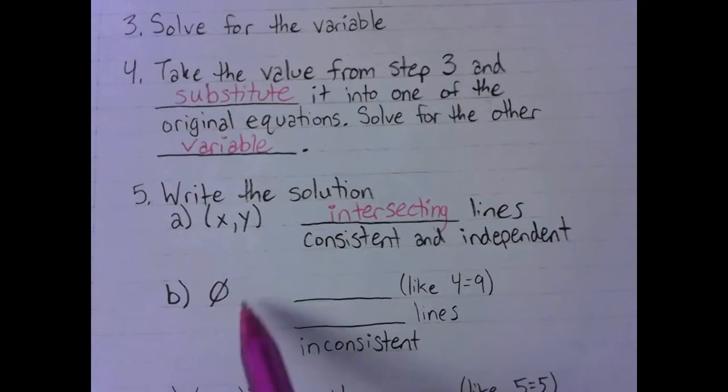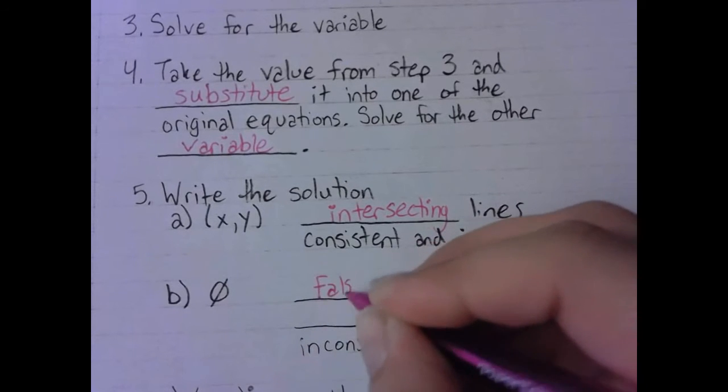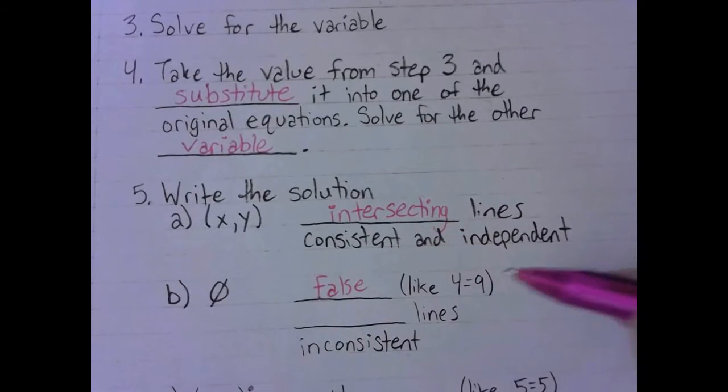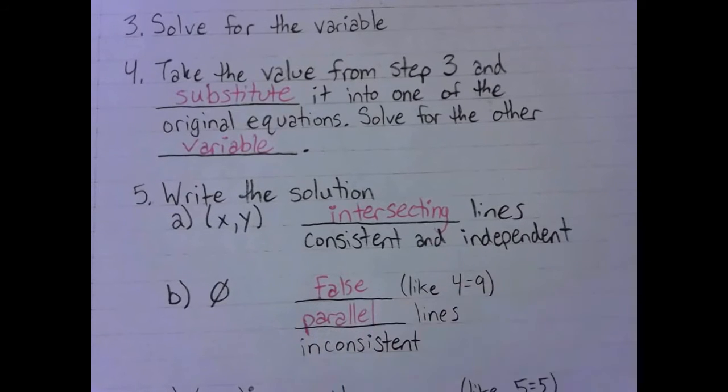Okay, if you get null set, you're going to get something that's totally false. Like if you get the answer is 4 equals 9, 4 never equals 9. That means you have parallel lines. Remember, when you have parallel lines, we say that's inconsistent.